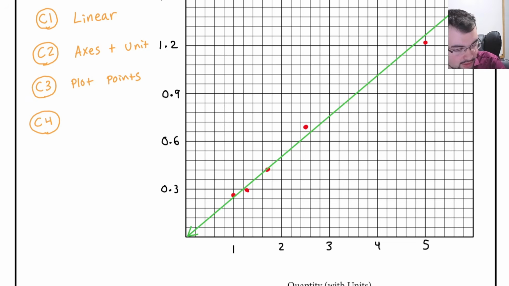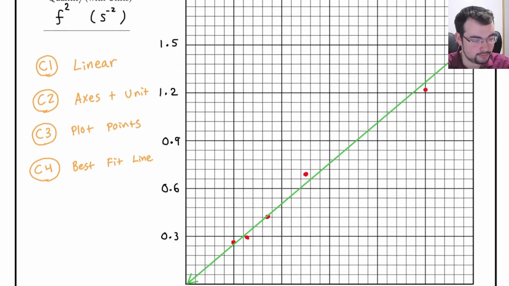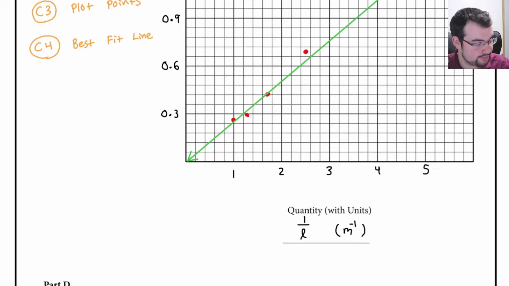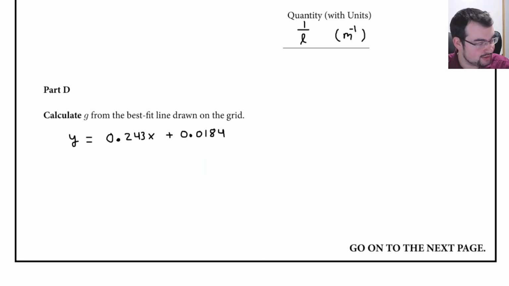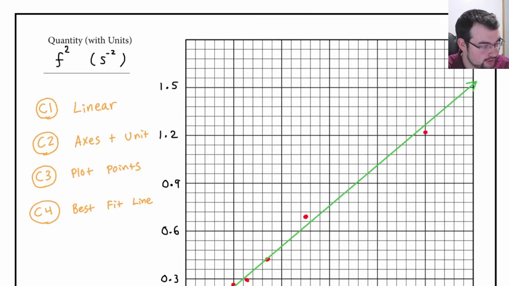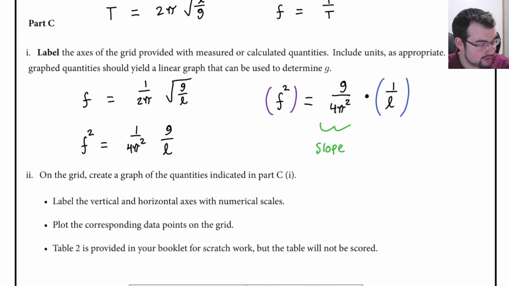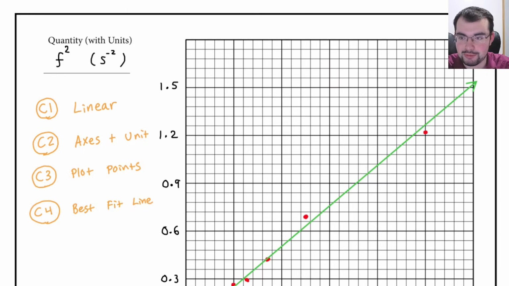And then C4 is a reasonable best fit line or curve. If you're like, okay, there's no way this is linear, I'm drawing a curve, you still get C4 because you probably missed C1. All right, calculate G from the best fit line. So I Desmosed this. I just punched the data into Desmos. I ran a linear regression, and I got y equals this equation. And if we go back to our work earlier, it is claimed that the slope of the best fit line is not G, but the slope of the best fit line is G divided by the quantity 4 pi squared.